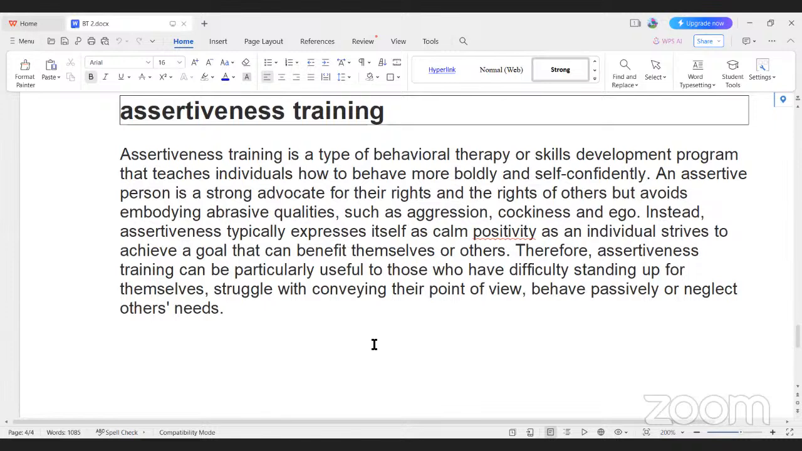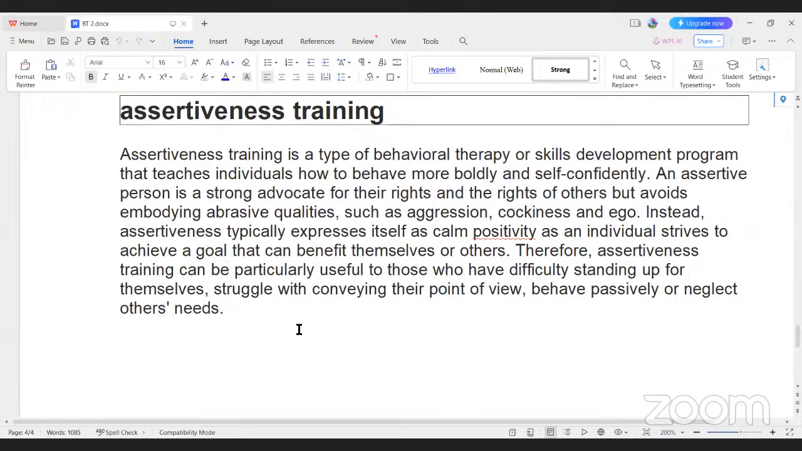In assertiveness training, we should know how to say no, particularly. Because many people are suffering without saying no. That means for everything they say yes. Saying yes is easy, but implementing their request is difficult.